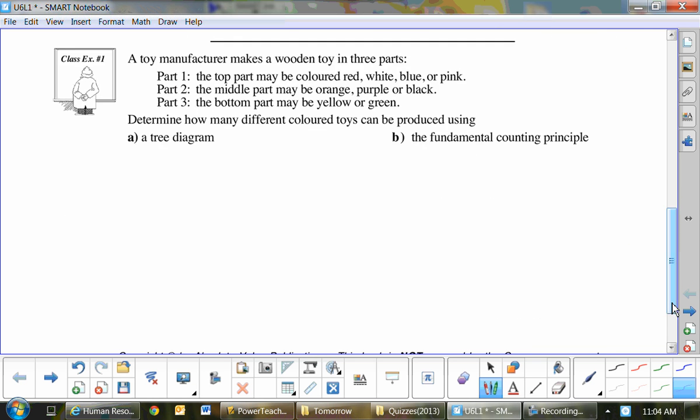Now, let's look at this one. A toy manufacturer makes wooden toys in 3 parts. There's part 1, part 2, and part 3. So picture 3 parts of this toy. Now the top may be red, white, blue, or pink. Okay? So let's do a tree diagram.